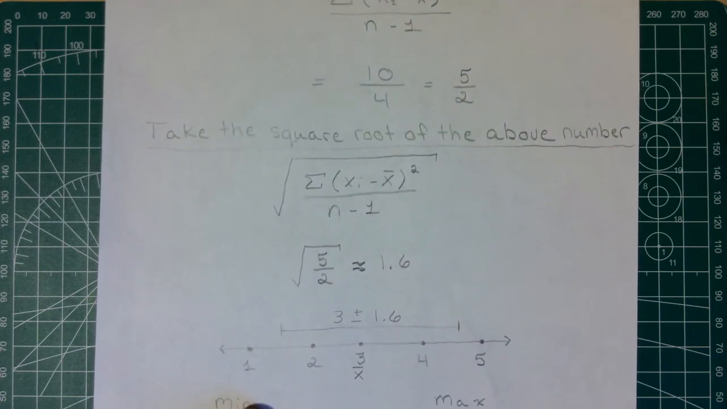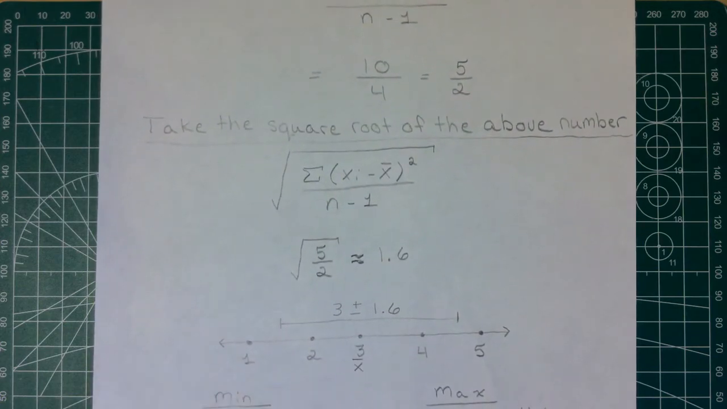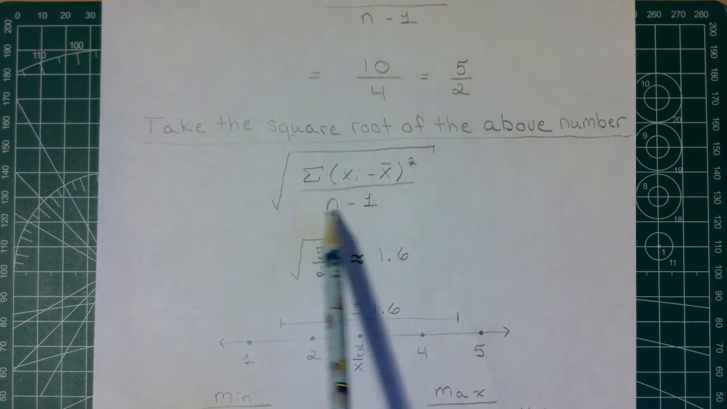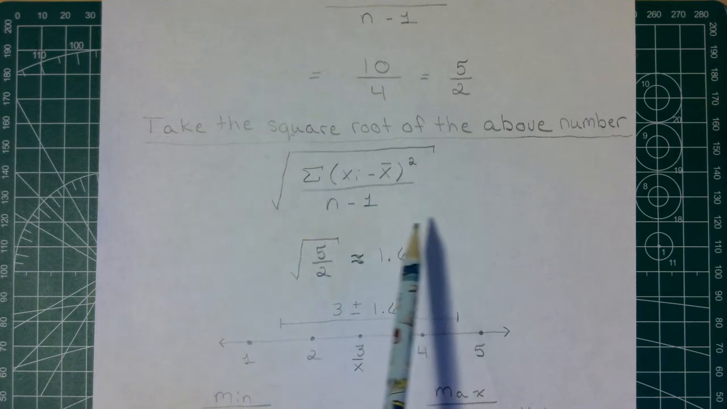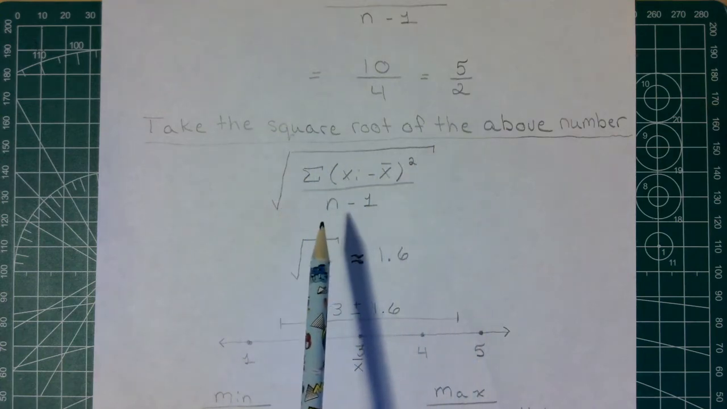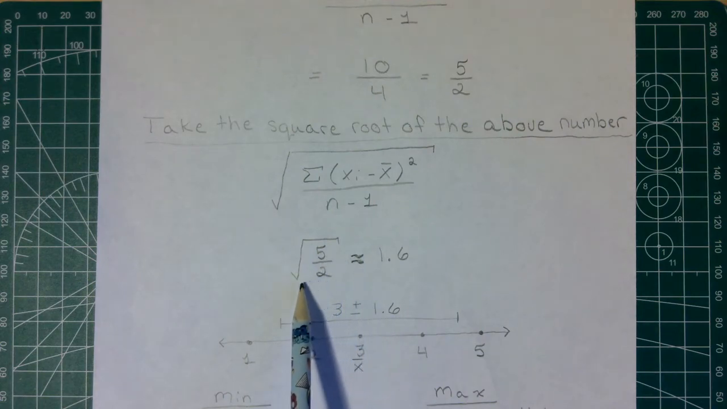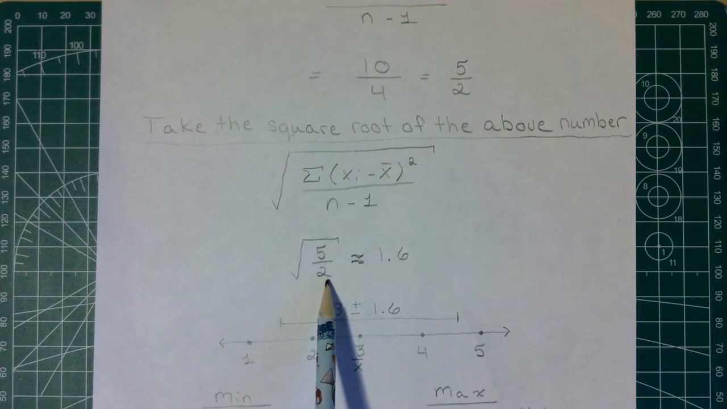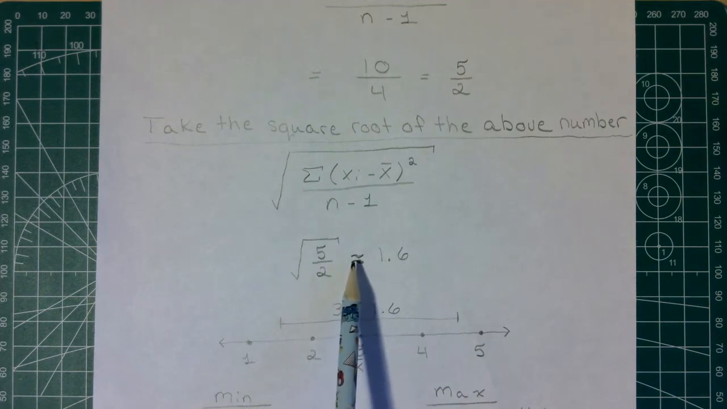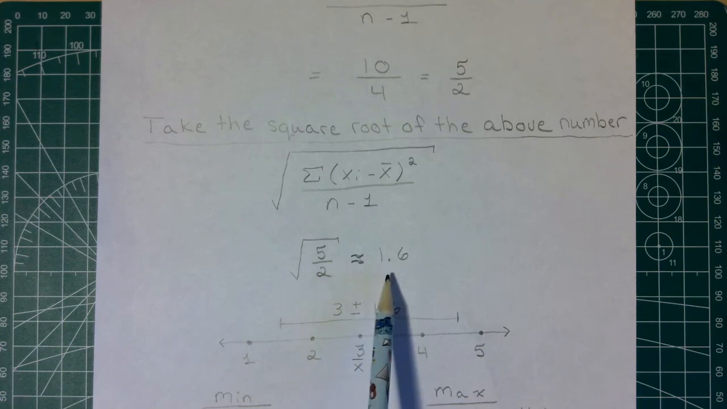The next step is to take the square root of the above number, and at that point we have now completed all of the steps and orders of operations for the standard deviation, and we will arrive at our final answer. So the square root of 5 halves is what our answer is going to be. For simplicity's sake and to give myself a break on the significant figures, I'm going to say that this is approximately equal to 1.6.